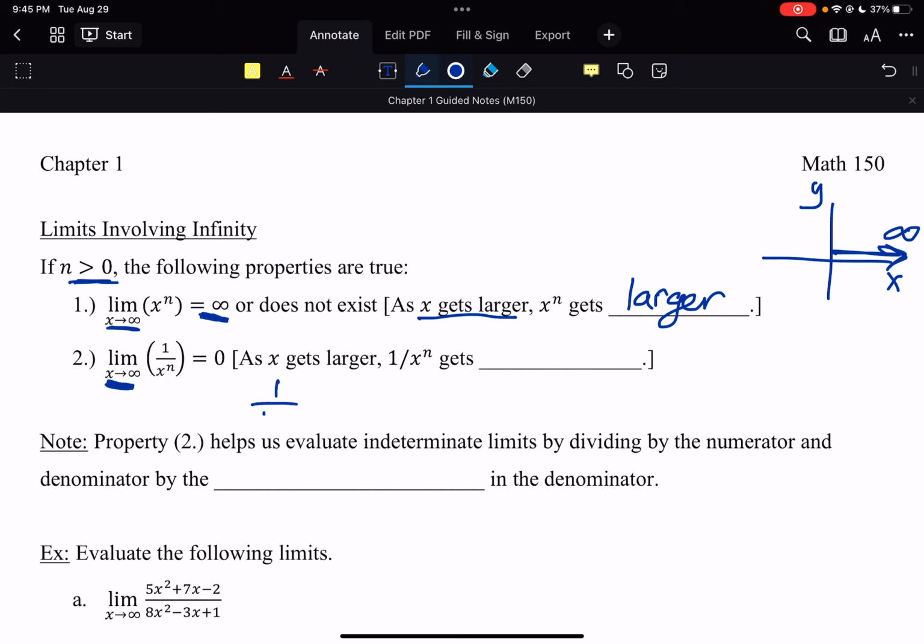You can picture 1 over 10, 1 over 1,000, 1 over a million. These numbers, their denominators are getting huge, but the whole value is getting smaller and smaller and smaller, and specifically, getting closer to 0. So if we have 1 over x to the n, where x is going to infinity, the limit is 0. In other words, as x gets larger, 1 over x to the n gets smaller.